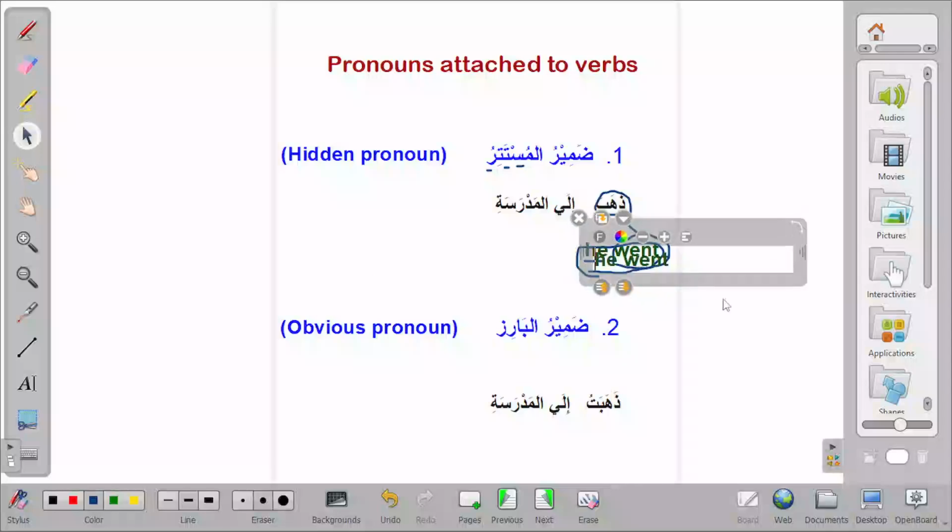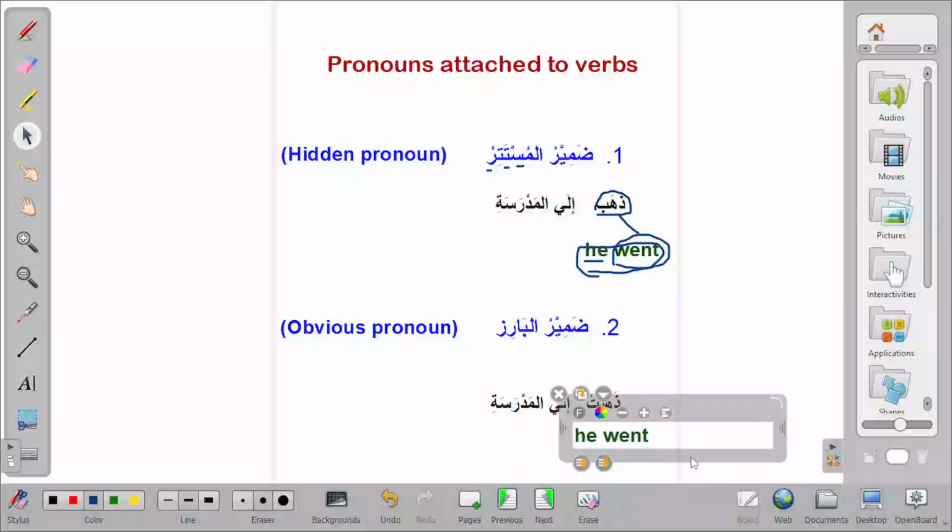Okay. Here means what? I went, right? Okay. This is what it is. I went. I hope that's clear. So this went is what? Is the zahaba. I hope you can see. Is the zahaba. So still the zahaba here is this zahaba, which means went.